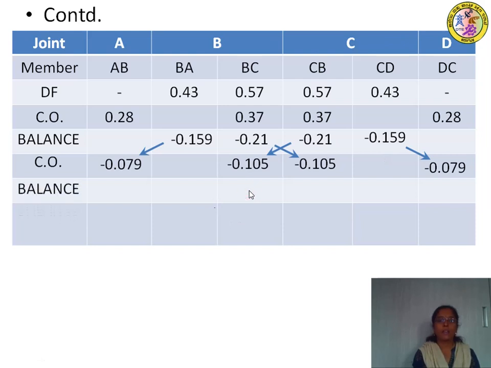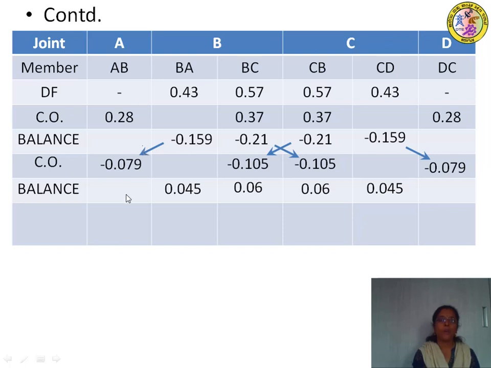Now balancing of joint B and C. So imbalancing moment is minus 0.105. Therefore balancing moment will be 0.105. So 0.105 into 0.43, that will be equal to 0.045. 0.105 into 0.57, that will be equal to 0.06, and for CB same thing, 0.06, and for CD 0.045.